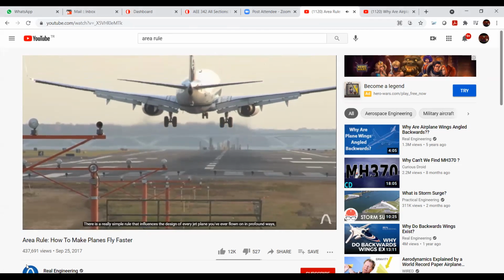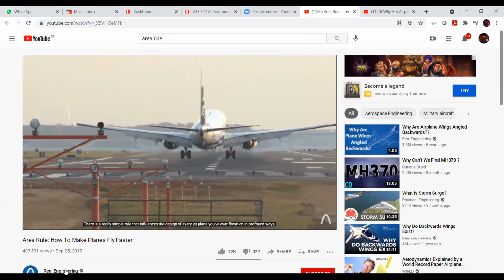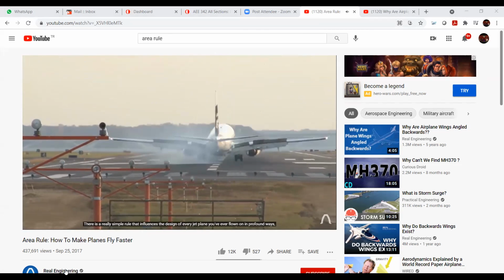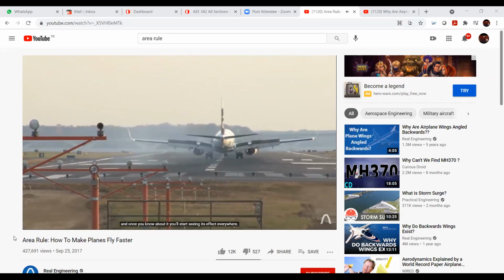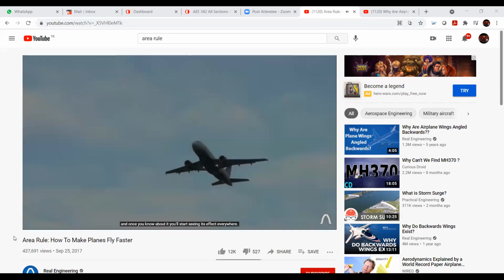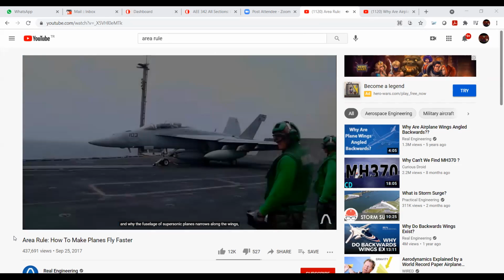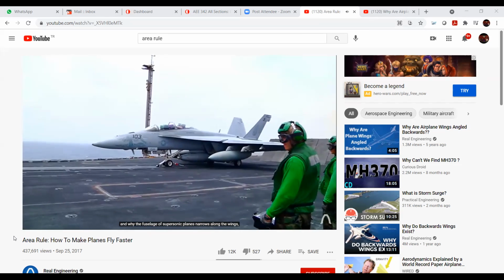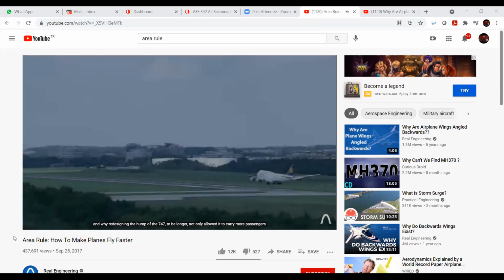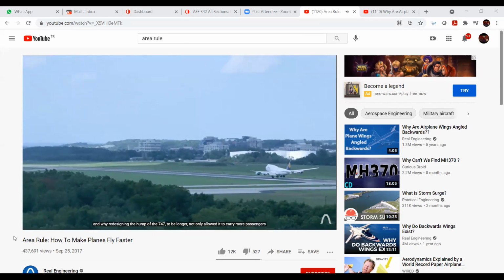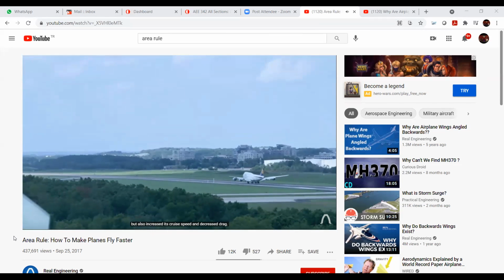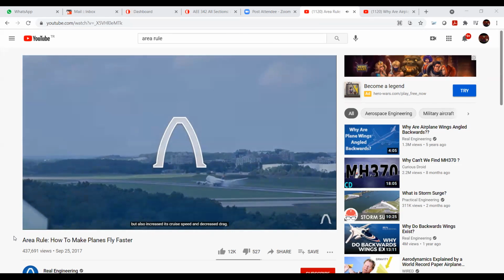There is a really simple rule that influences the design of every jet plane you've ever flown on in profound ways, and once you know about it, you'll start seeing its effect everywhere. It tells us why engines are placed slightly in front of wings, and why the fuselage of supersonic planes narrows along the wings, and why redesigning the hump of the 747 to be longer not only allowed it to carry more passengers, but also increased its cruise speed and decreased drag.